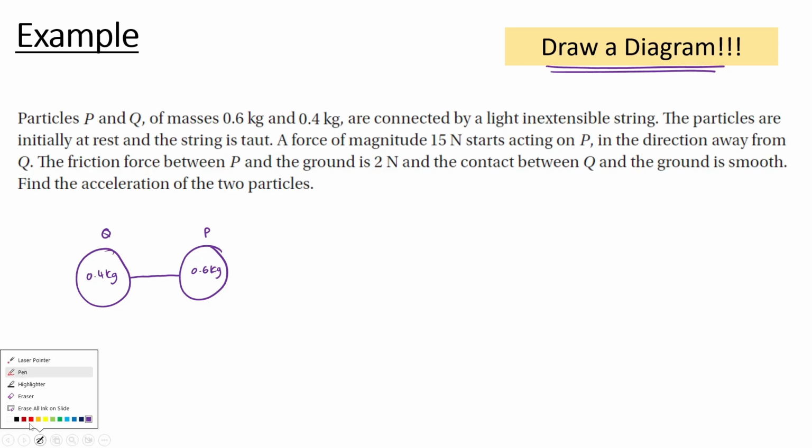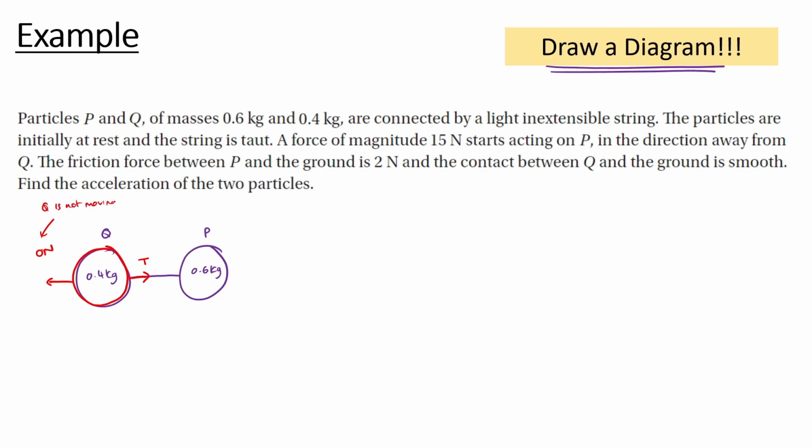And what I need to do is label it. Now, I strongly recommend that if you're going to label these separately, Q is going to be at rest. So the only force acting is in this direction here, which is going to be our tension. There is zero force going in this direction because Q is at rest, so Q is not moving. So no resistance force, or opposing force, I should say.